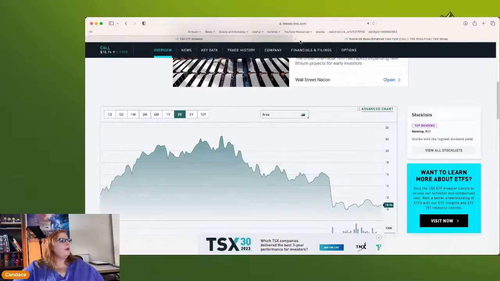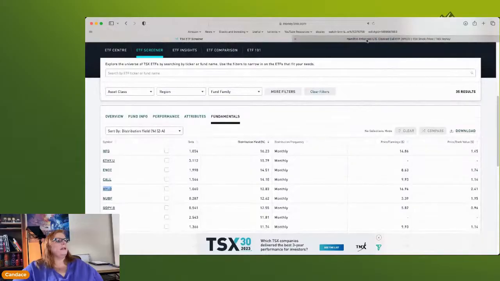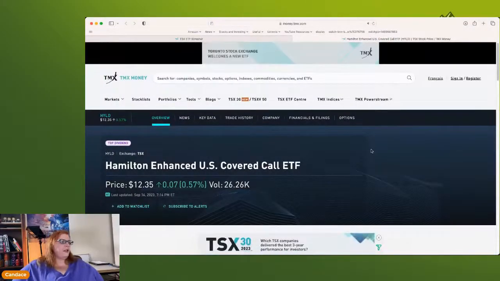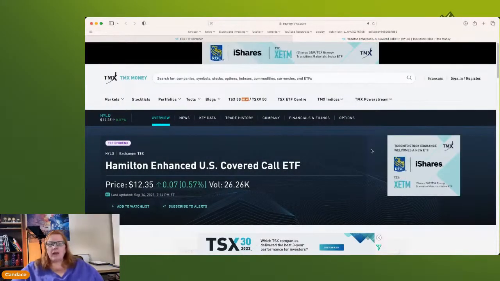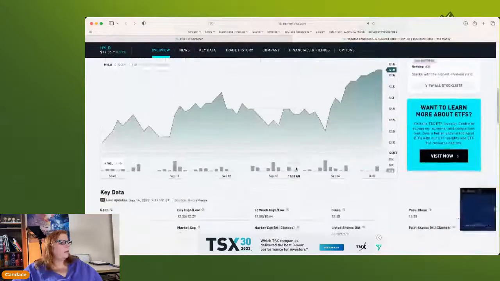But here's one I really want to look at, because I know all of us have been into this at one point or another. And this is HYLD. So let's come over here and we're going to open HYLD. So this is, of course, the Hamilton Enhanced U.S. Covered Call ETF. A lot of us have loved this ETF.